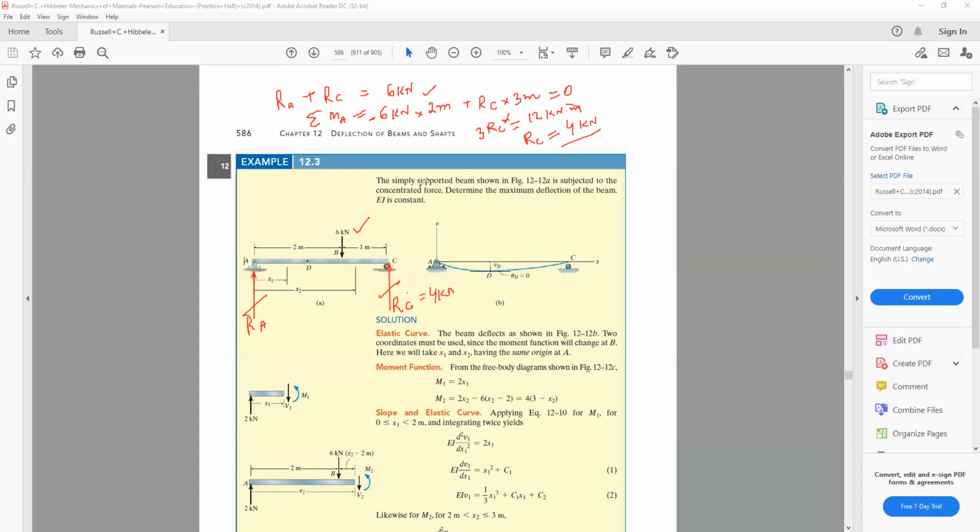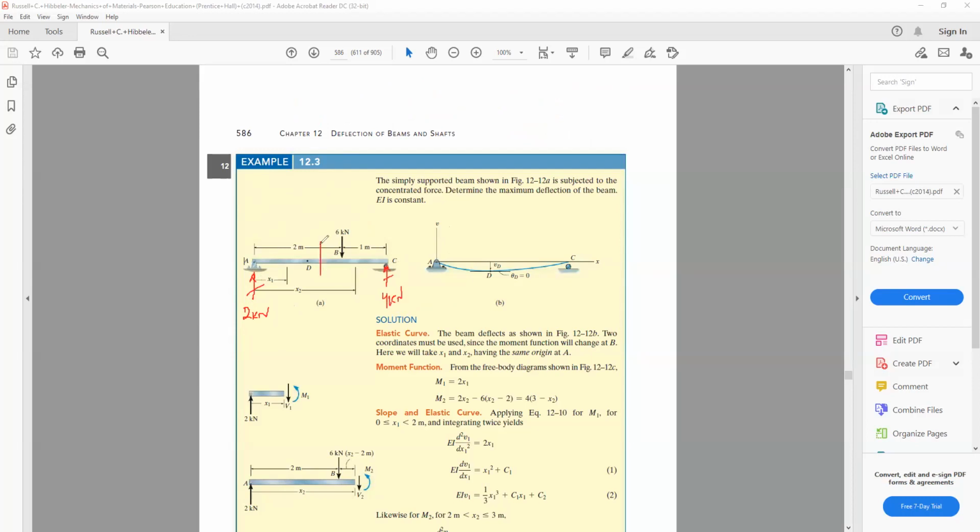Now we have here RA plus RC is equal to 6 kilonewton. Therefore, the value of RA will be 6 minus 4, that is RA will be equal to 2 kilonewton. So we can therefore write over here that the reaction here is 2 kilonewton, and the reaction over here is 4 kilonewton. That's it.